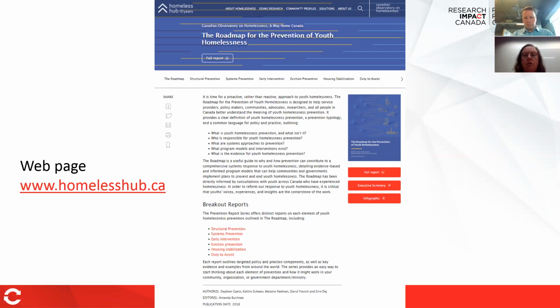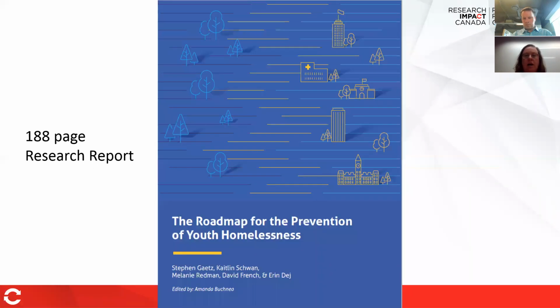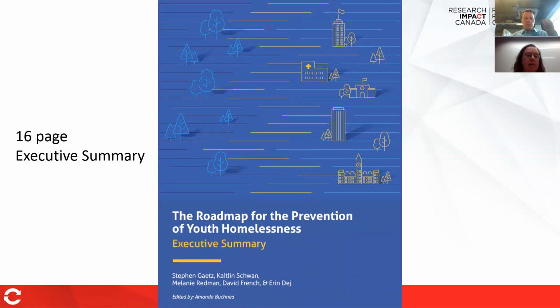Keep an eye out for the color schemes and everything, because they continue that through all their content. So they've got the web page, which then links to this 188-page research report. This is aimed at people who are very into the topic and want to read the in-depth report on what the research was. But they also have a 16-page executive summary, so if you don't have quite as much time, you can do this.